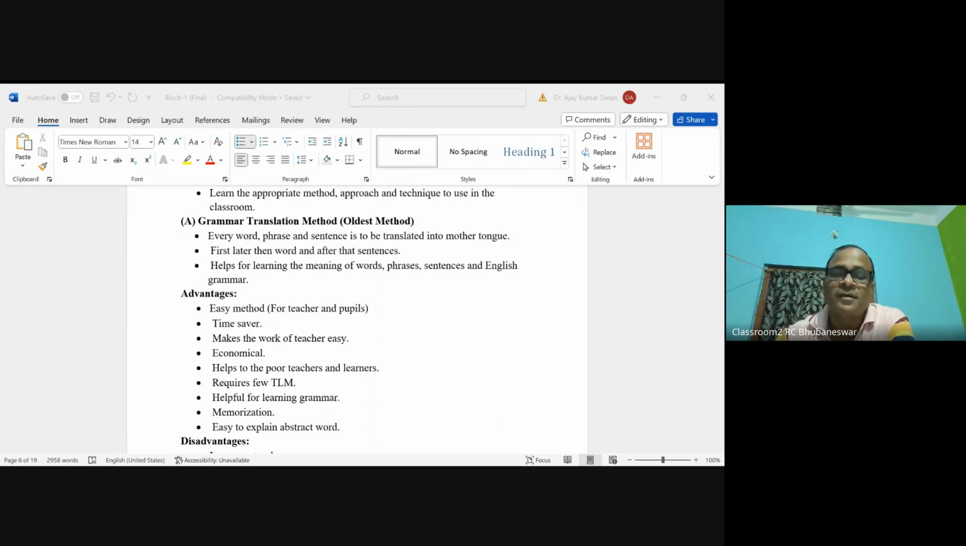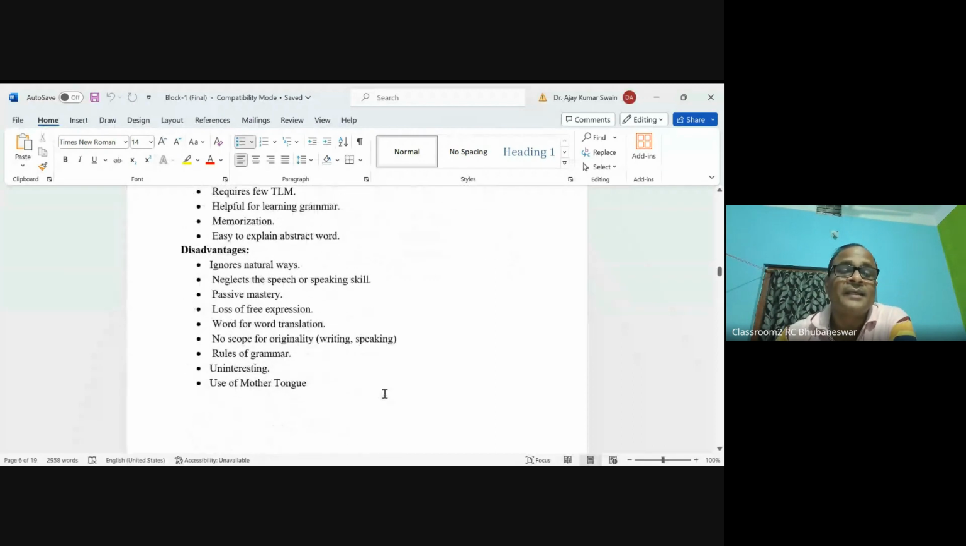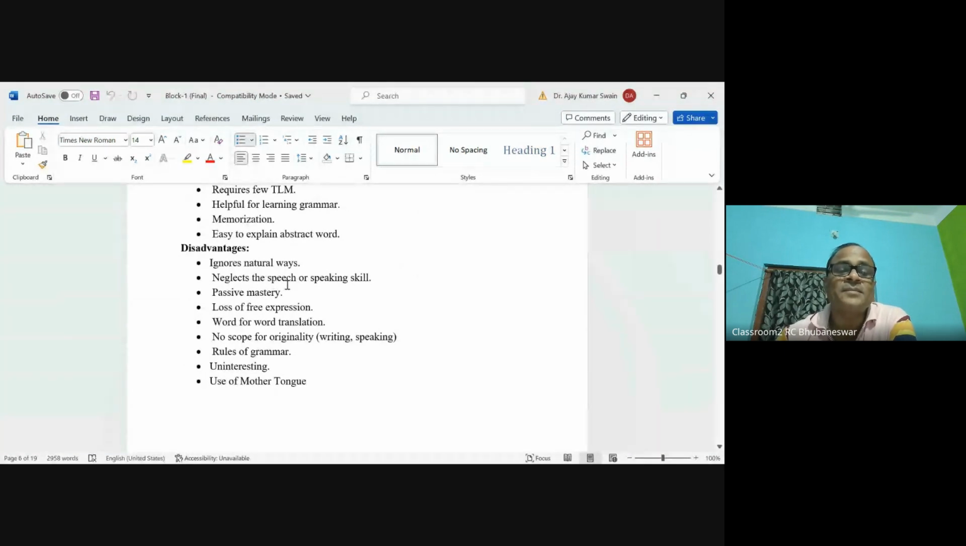But the major disadvantages are, it ignores natural ways of learning of the children. It neglects the speech or speaking ability of the learners, so that a learner cannot become a good speaker.